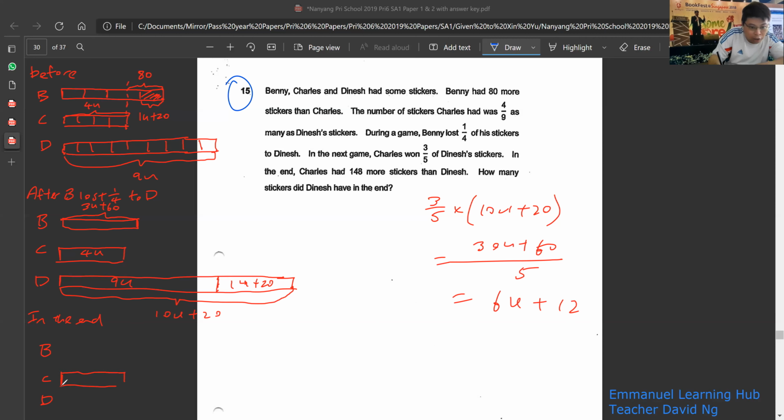Okay, 4U is the original, right? I need to add 6U plus 12. Yes. Okay, plus, minus is here. This is my 6U plus 12. Okay. Then this guy, he left with 3U plus 60.